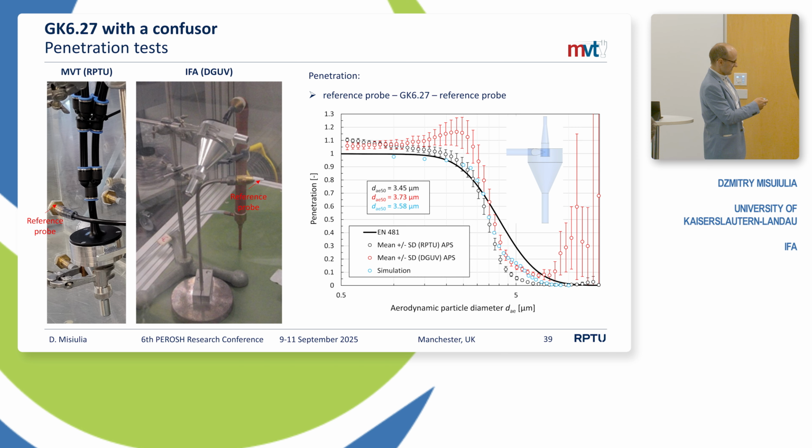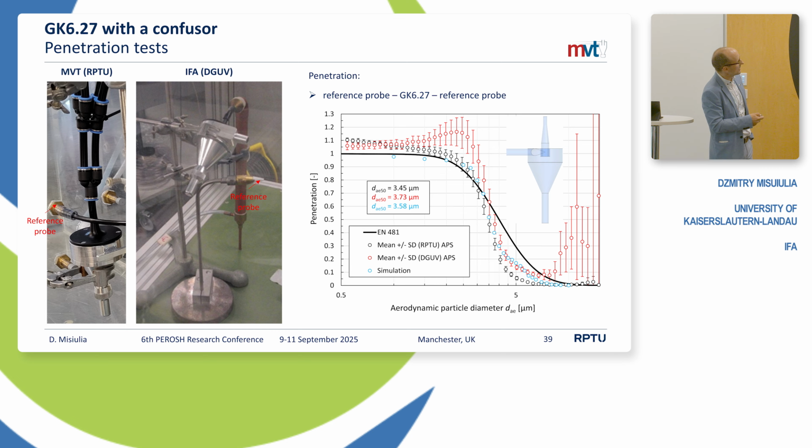Therefore, the cyclone was additionally simulated with a compressor. What we have seen is that the compressor reduced the penetration. One can see that the simulated penetration agrees well with both experimental datasets.